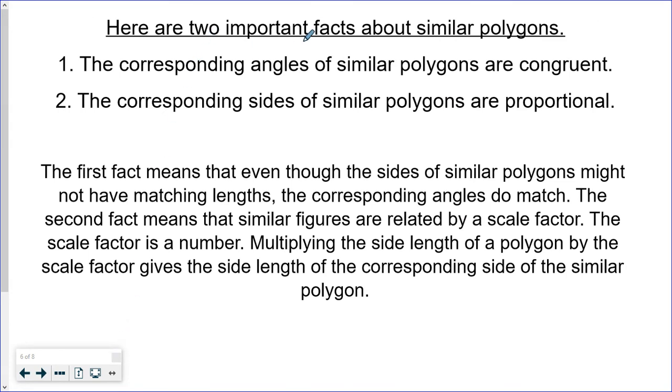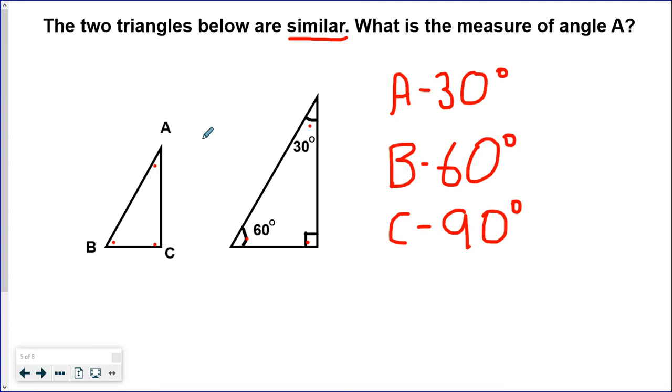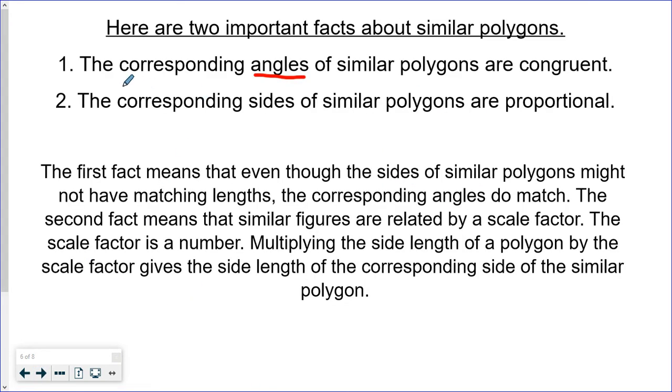So here are 2 important facts for you to remember about polygons that are similar to each other. Okay, number 1, the corresponding angles. This is important. The angles are going to be congruent, which means they are going to be the exact same measurement. We just did that with our previous problem. A is congruent to this one, so A is 30, this one's 30. B is congruent to this one, so B is 60, this one's 60. C is congruent to this angle, so C is 90 degrees, this one's 90 degrees, okay? So if you have corresponding angles, they're going to be congruent to each other.